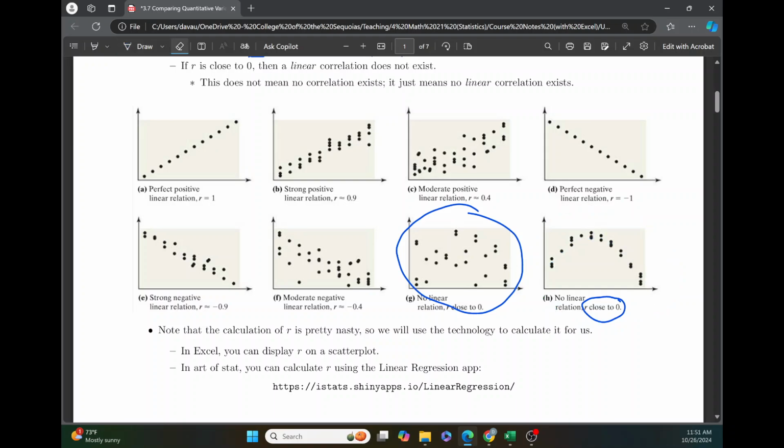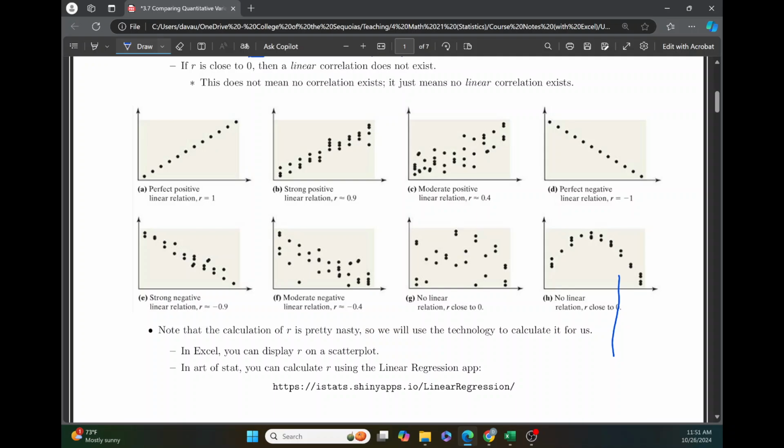Again, R is the linear correlation coefficient. It only tells you if there's a linear correlation. Non-linear correlation is beyond the scope of this course, so we're not really going to talk about it. But we will discuss where we have linear correlations and when we don't.